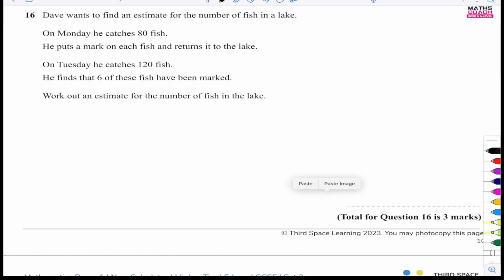Question 16. Dave wants to find an estimate for the number of fish in a lake. On Monday, he catches 80 fish. He puts a mark on each fish and returns it to the lake. On Tuesday, he catches 120 fish. He finds that 6 of these have been marked. Work out an estimate for the number of fish in the lake.